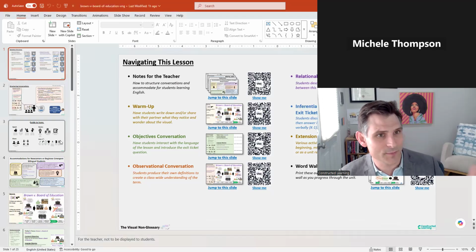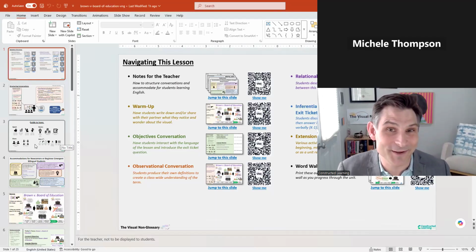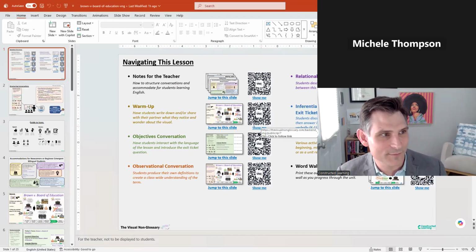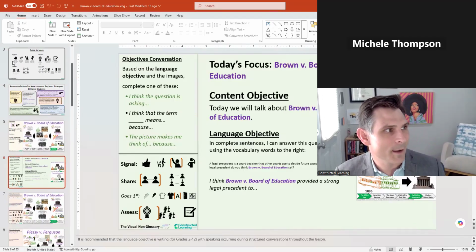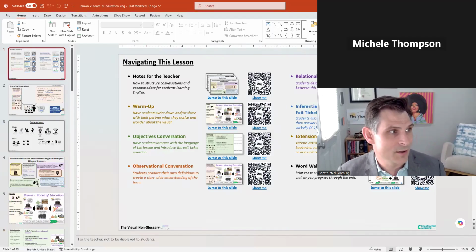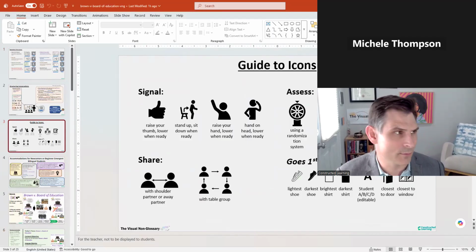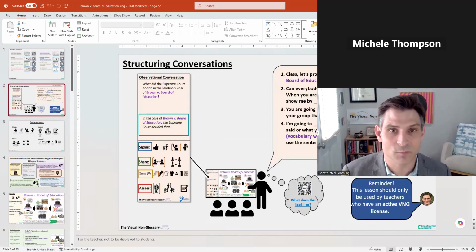So this is an example slide deck from the Visual and Glossary. This happens to be Brown v. Board of Education, which is so important for our modern education system that I thought it's a great one to chew off. These are the QR codes I was talking about. You can also use these links to jump to the specific slides. But yeah, all these QR codes are videos of me modeling the strategy. There's also a guide to the different icons that we see on the VNG visuals, and I'll go through that in a little bit, as well as a script for what a structured conversation should look like.